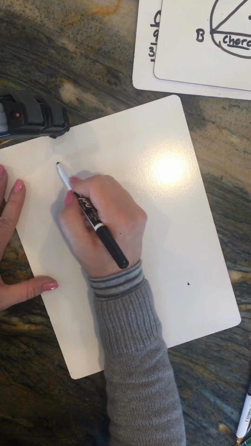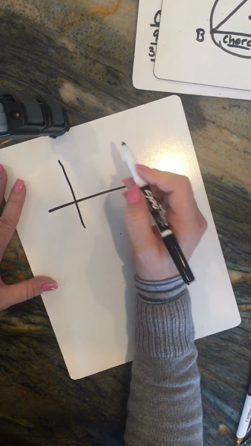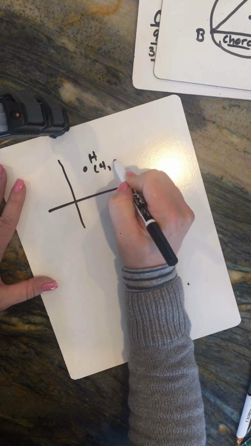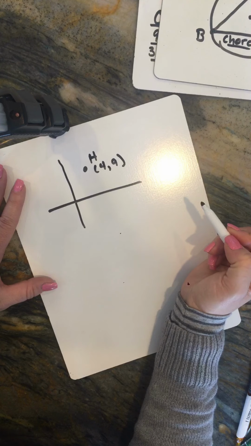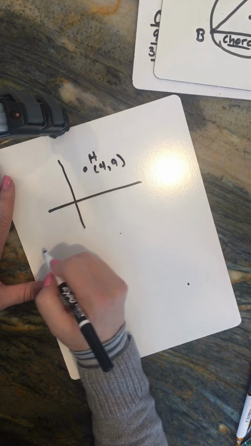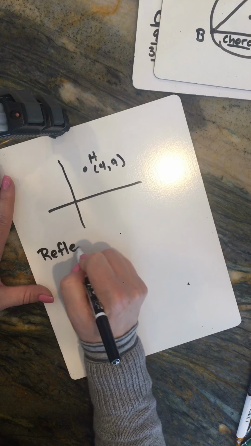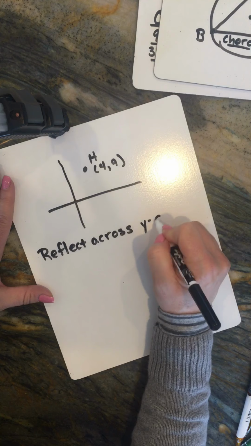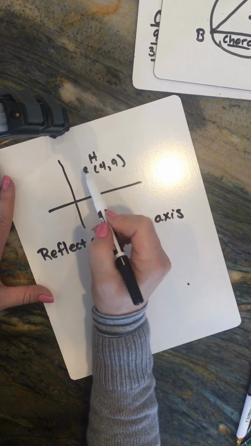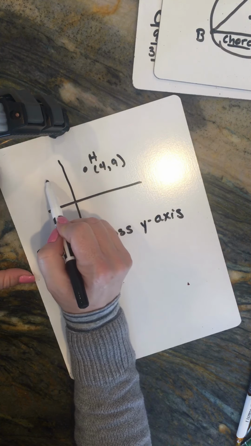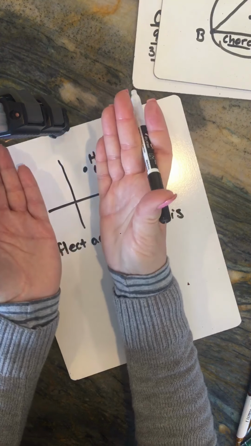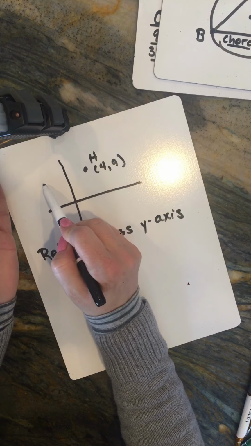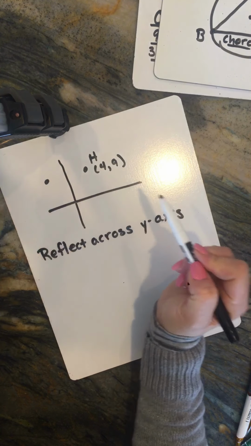Okay, so we've got a coordinate plane. And let's put this point here, H. And we'll say that H is located at the point 4, 9. And we are going to reflect across the y-axis. So H goes across the y-axis. Where is its new point? Imagine folding the paper along the y-axis. So H gets put over on this side. Where will it be located over here?